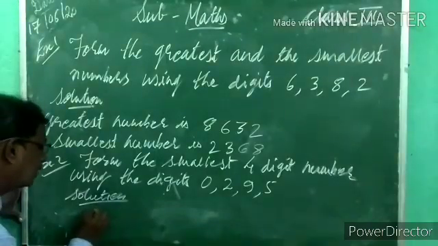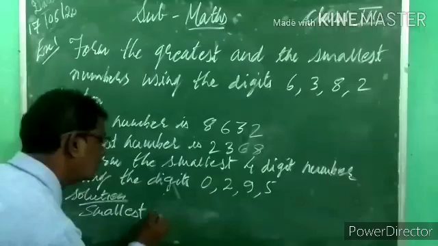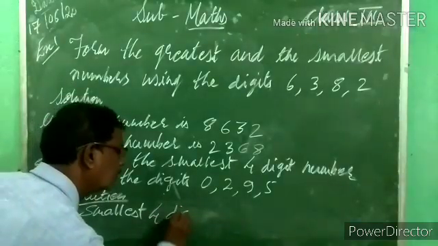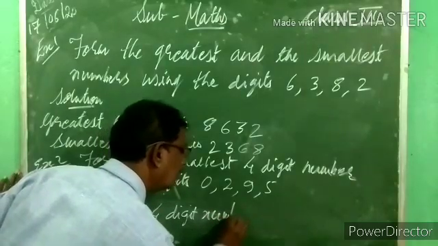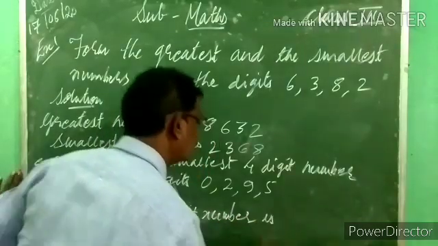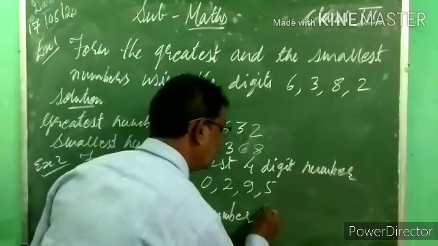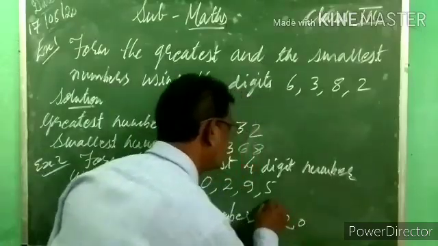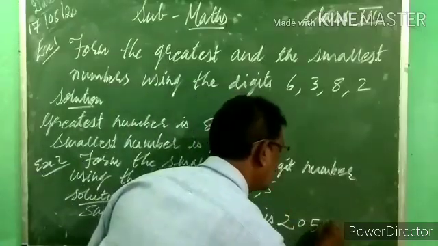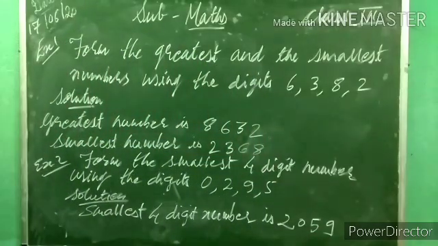Smallest 4-digit number is 0, 2. So what do we have to take first, 0 or 2? 2. After that 0, next the smallest 5, and lastly 9. The place values read 1, 10, 100, 1000. 2059. So understood these two examples? Write down in your notebook.